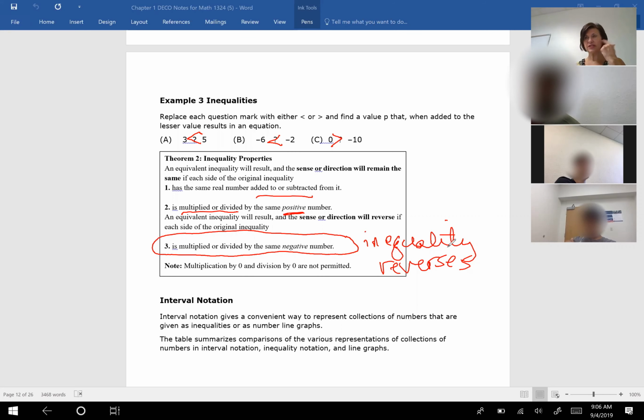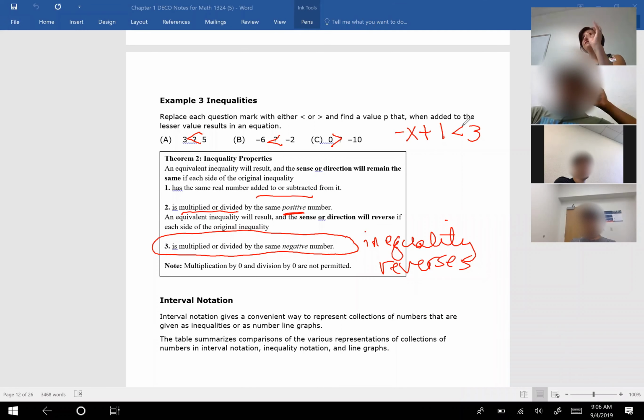So let's say we had something like -x plus 1 is less than, we'll just put in 3, okay? -x plus 1 is less than 3.